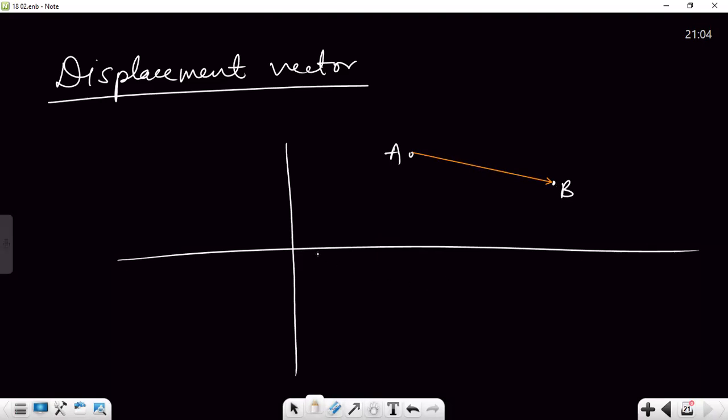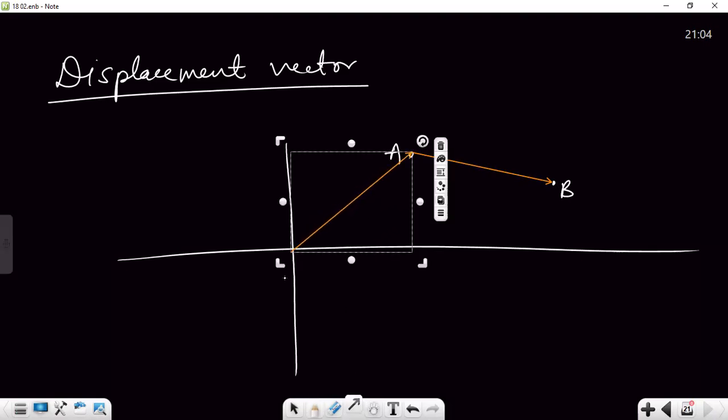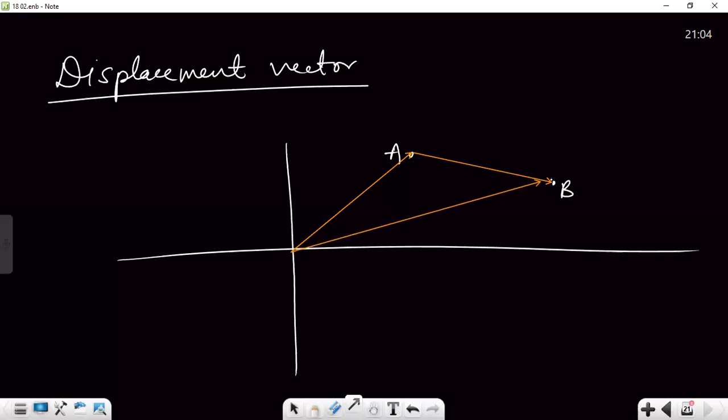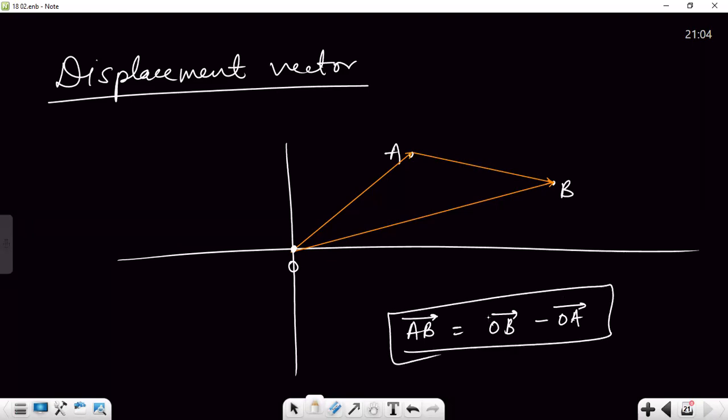We have talked about it earlier that OA is also a vector, OB is also going to be a vector. This point here is O. So AB vector will be given by OB minus OA. Clear? Any doubts? No, sir.